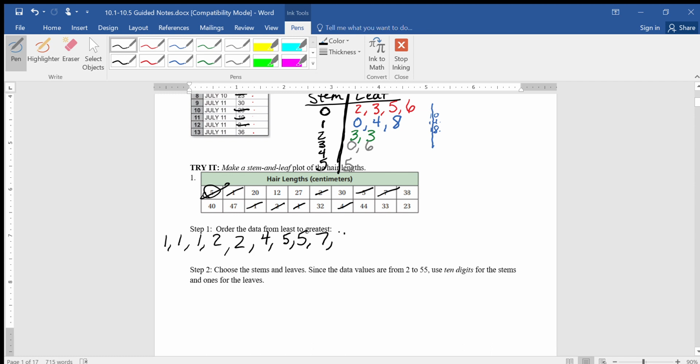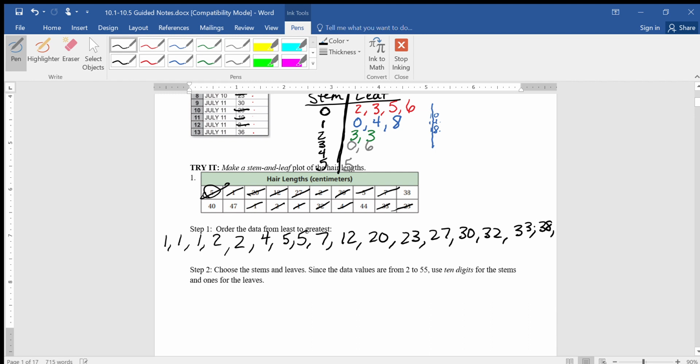And then the next one's 12, followed by 23, 20, and then 23. And then 27. And then 30, 32, 33.